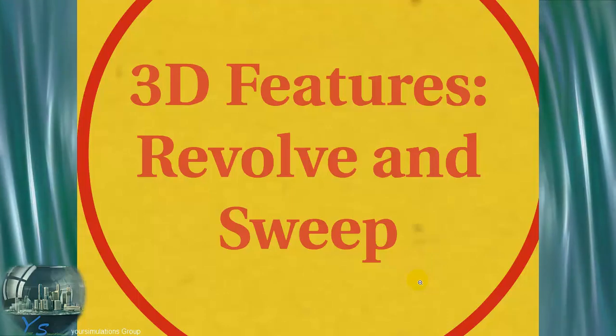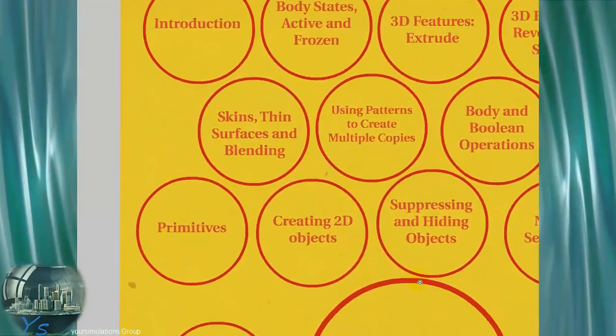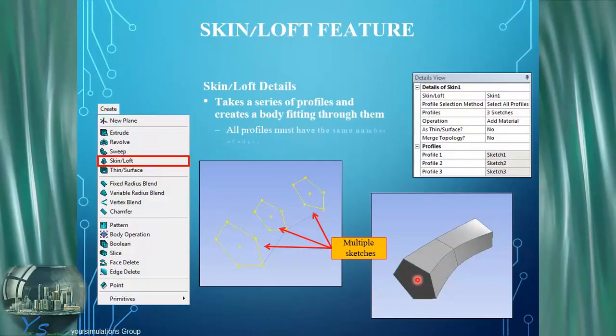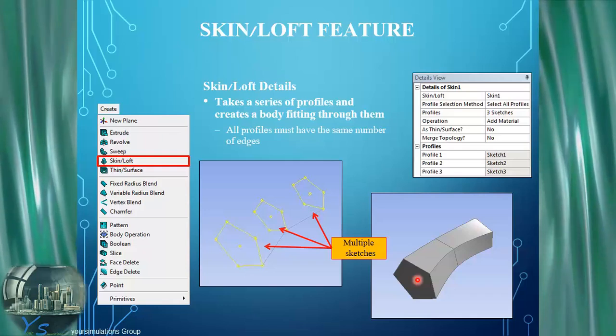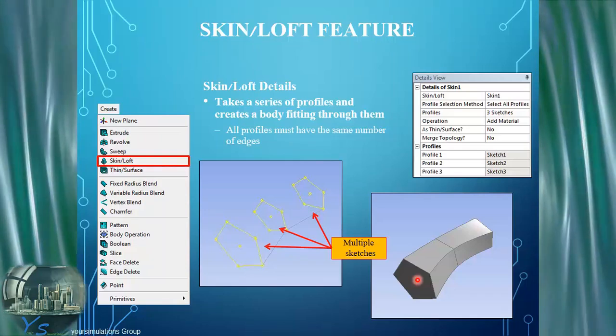Suite, the next 3D modelling operation is the skin loft tool, and some details of that tool are shown in this slide. But essentially, the skin loft tool takes a series of profiles and allows it to create a body that fits through all of these profiles.